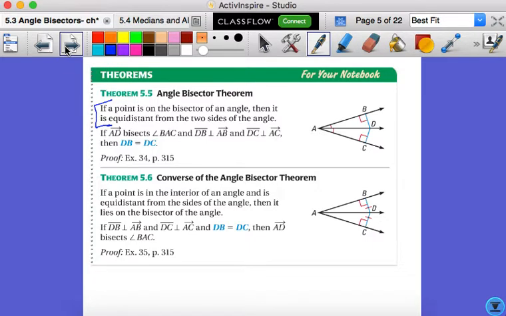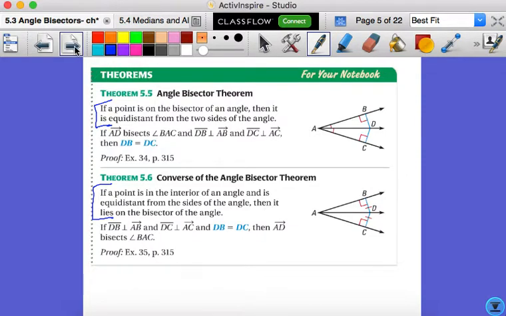A point is on the bisector of an angle if and only if it is equidistant from the two sides of the angle. And you'll notice I reworded that a little bit because the converse is true as well. When the actual conditional statement and its converse are true, we can write that as a biconditional. So a point is on the bisector of an angle if and only if it is equidistant from the two sides.